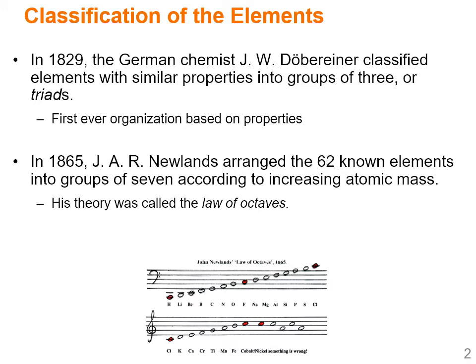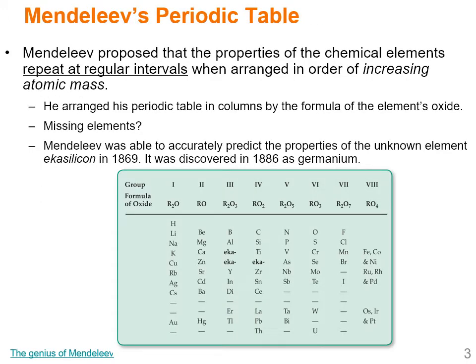But only in 1869, Mendeleev came up with the idea of repeating order of atomic properties when the elements were arranged in the order of increasing atomic mass.